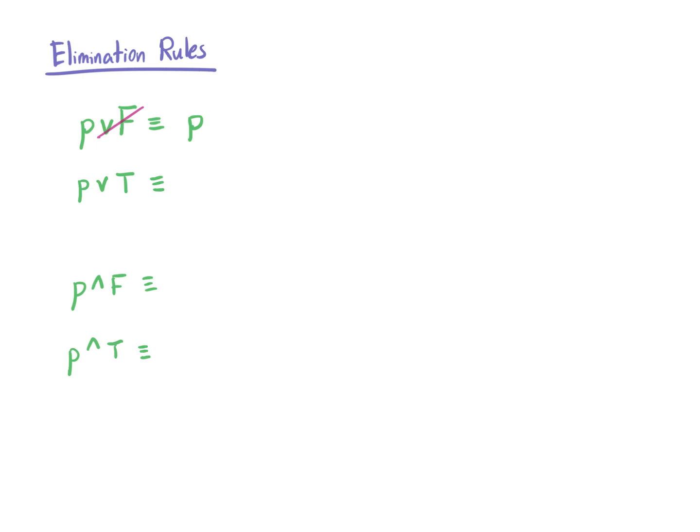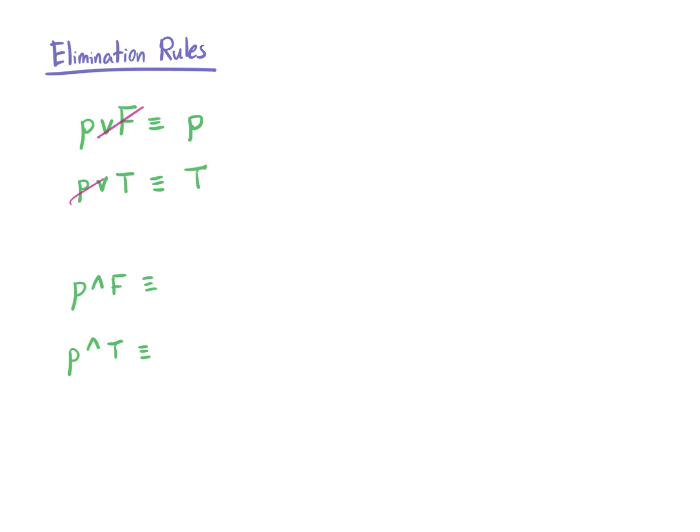On the other hand, P or true, P or a tautology. In this case, this expression is always true, because even if P is false, the second input, my tautology here, is true. And that means the entire expression is always going to be true. So this means that in this case, I can actually eliminate P and be left with only the tautology.